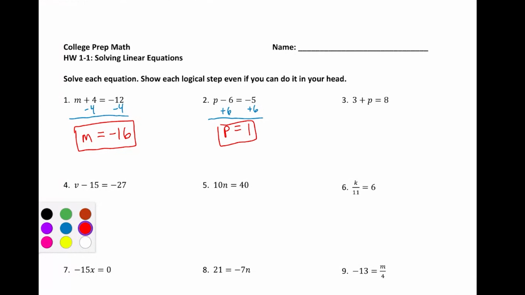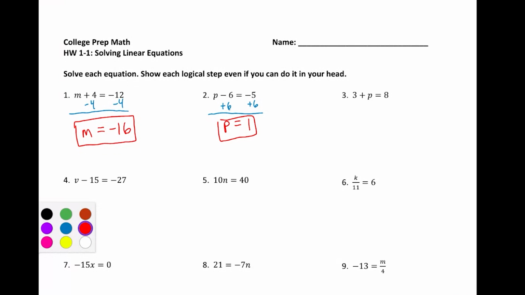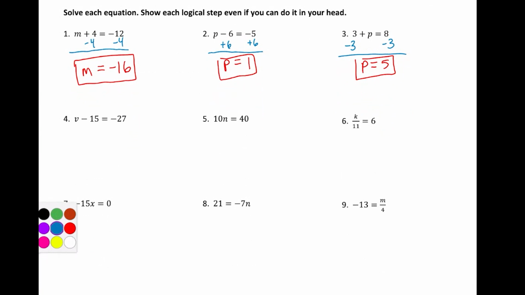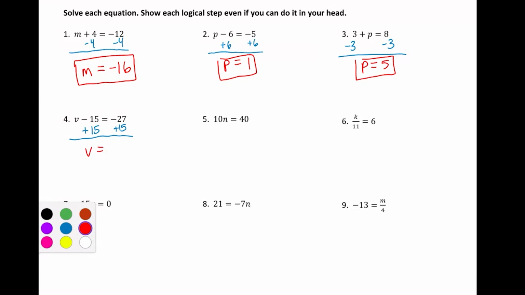For number 3, we've got 3 plus p equals 8. I'm going to subtract 3 on both sides. Get rid of that 3 so I get the p by itself. And so here we've got p equals 8 minus 3 is 5. Number 4 is v minus 15 equals negative 27. So we'll undo that subtraction with addition and add 15 to both sides. Negative 27 plus 15, definitely want to use a calculator there, but we do get, what is that, negative 12.